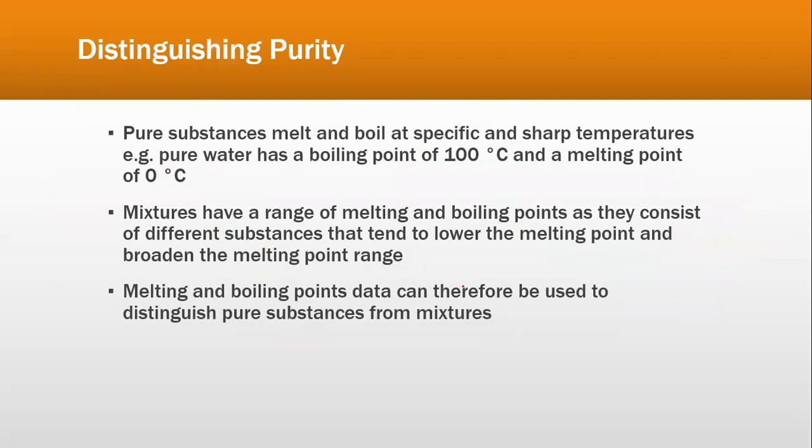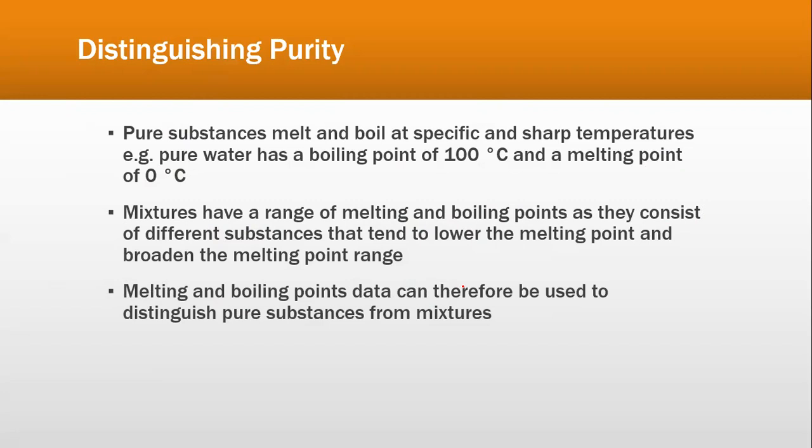How to distinguish purity? Pure substances always melt and boil at specific and sharp temperatures. For example, if I give you a glass of any substance and I tell you, please check for me, is this water pure? How are you going to check? Pure substances melt and boil at specific and sharp temperatures. For example, pure water has a boiling point of 100 degrees Celsius and a melting point of 0 degrees Celsius. You're going to go and boil that water. If the water boils at 100 degrees Celsius, then I would say that the water is pure. But if it boils at 110 or 109 or 98, no, that water is not pure.